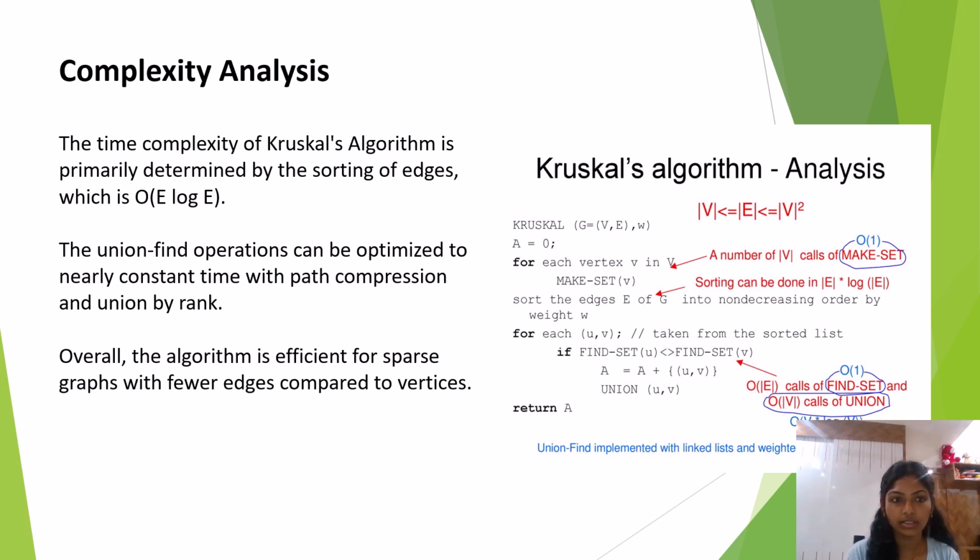Complexity analysis. The time complexity of Kruskal's algorithm is primarily determined by the sorting of edges, which is O(E log E). The union-find operations can be optimized to nearly constant time with path compression and union by rank. Overall, the algorithm is efficient for sparse graphs with fewer edges compared to vertices.